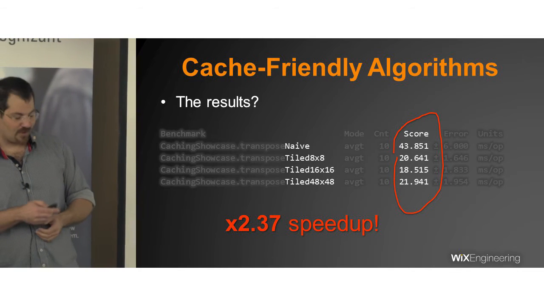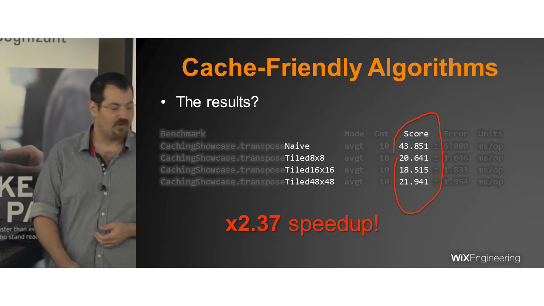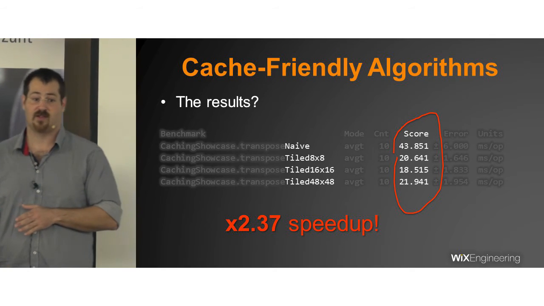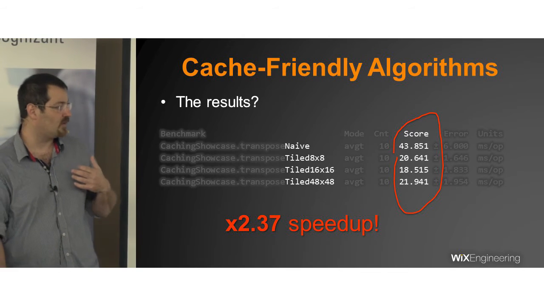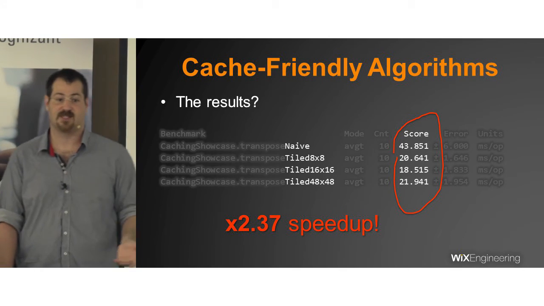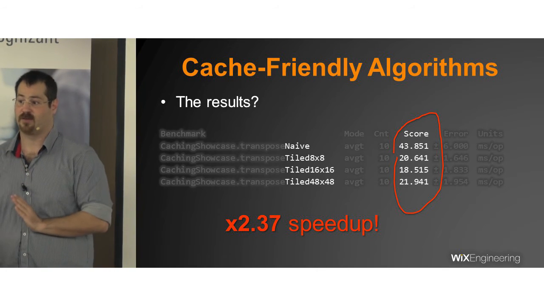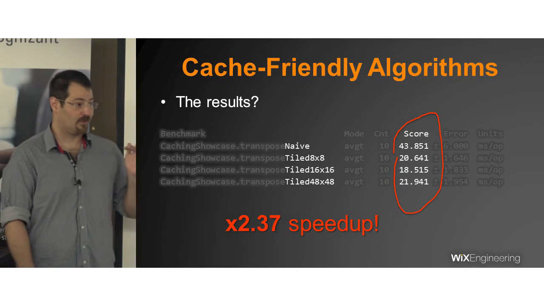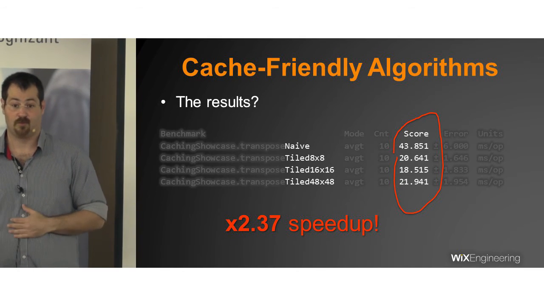But even the worst performing version, which takes 48 by 48 pixels, is still over twice as fast as the naive version. Whereas the fastest version in this particular experiment is 2.37 times faster, just by taking the same computation and dividing it up a little bit differently. That is how important cache is to the performance of your code.